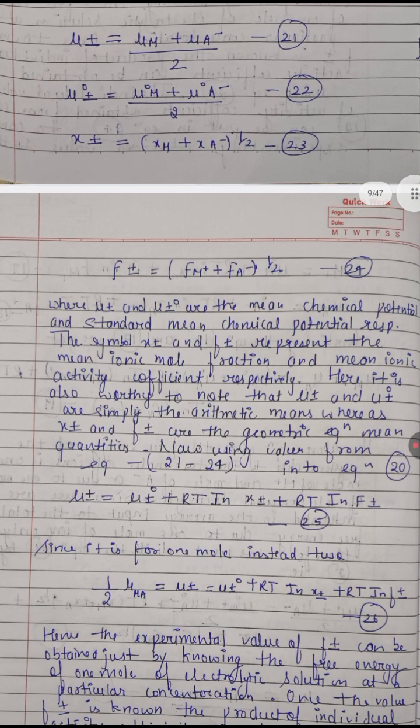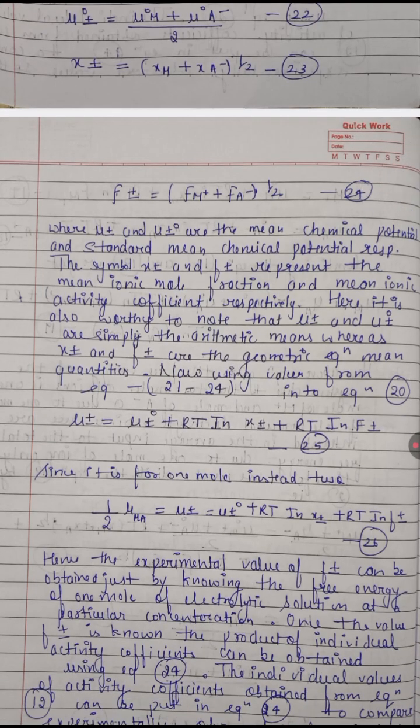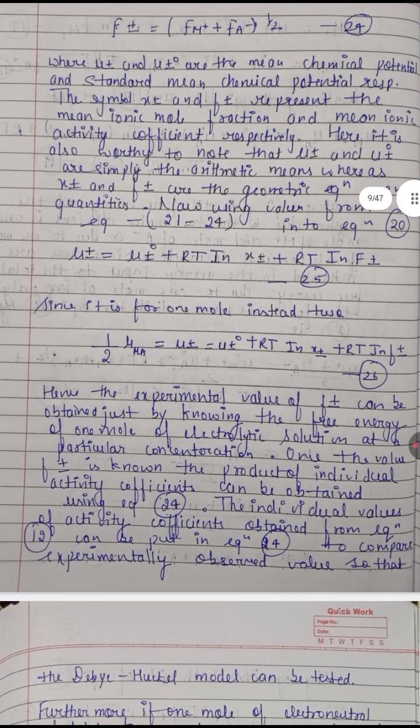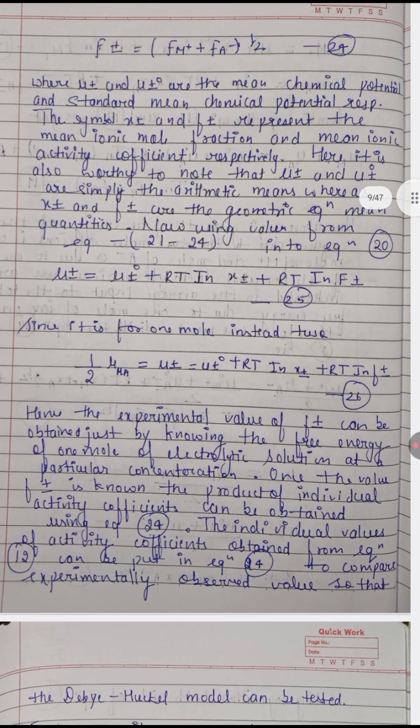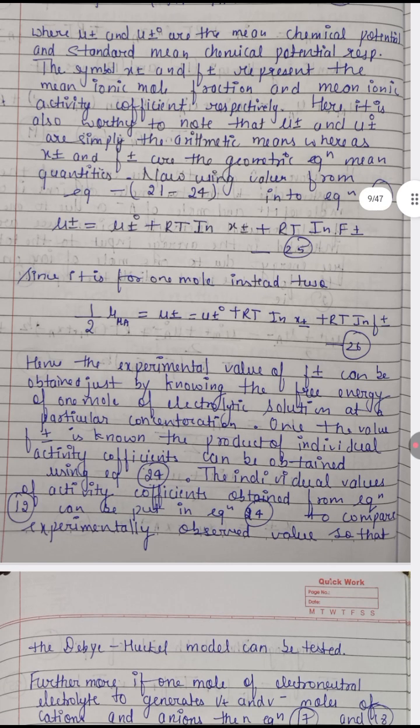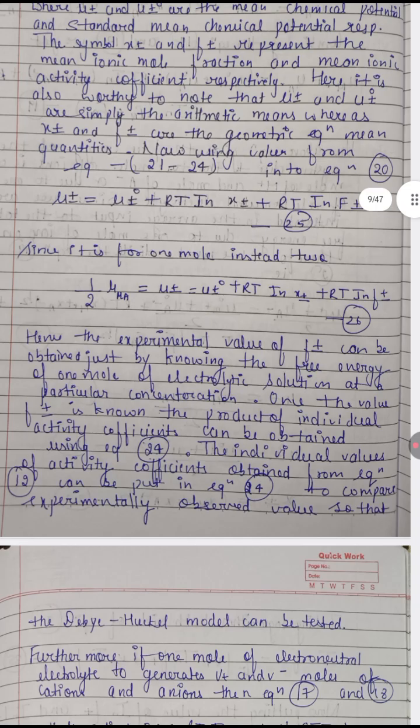Mu plus-minus equals (mu_M + mu_A^-)/2, equation 21. Mu naught plus-minus equals (mu°_M + mu°_A^-)/2, equation 22. X plus-minus equals (x_M x_A^-)^(1/2), equation 23. F plus-minus equals (f_M f_A^-)^(1/2), equation 24, where mu plus-minus and mu naught plus-minus are the mean chemical potential and standard mean chemical potential respectively.